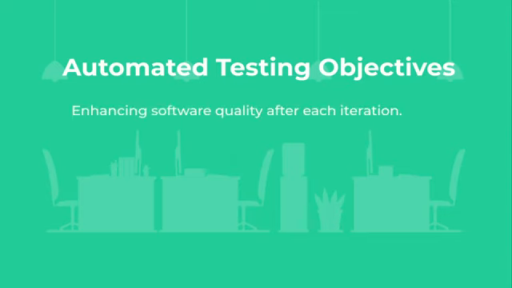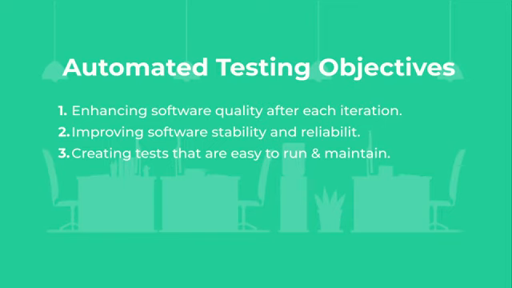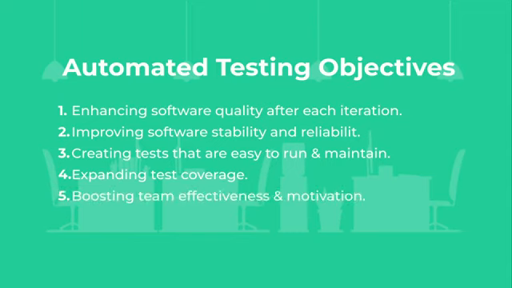Number 1. Enhancing software quality after each iteration. Number 2. Improving software stability and reliability. Number 3. Creating tests that are easy to run and maintain. Number 4. Expanding test coverage. Number 5. Boosting team effectiveness and motivation. Take one more look at the screen, and you'll see that objectives are also the key benefits smart automation brings.